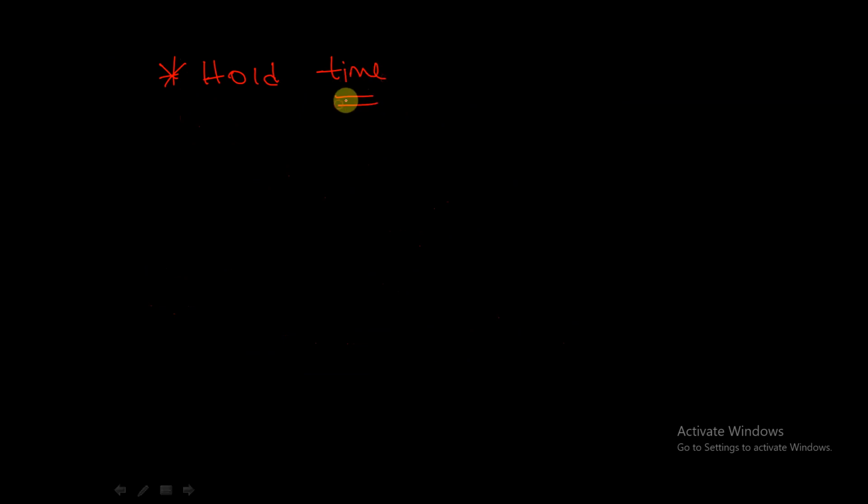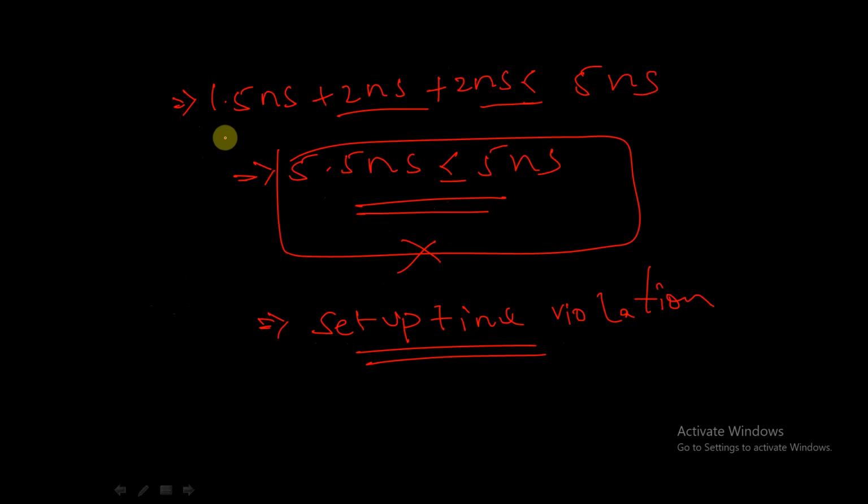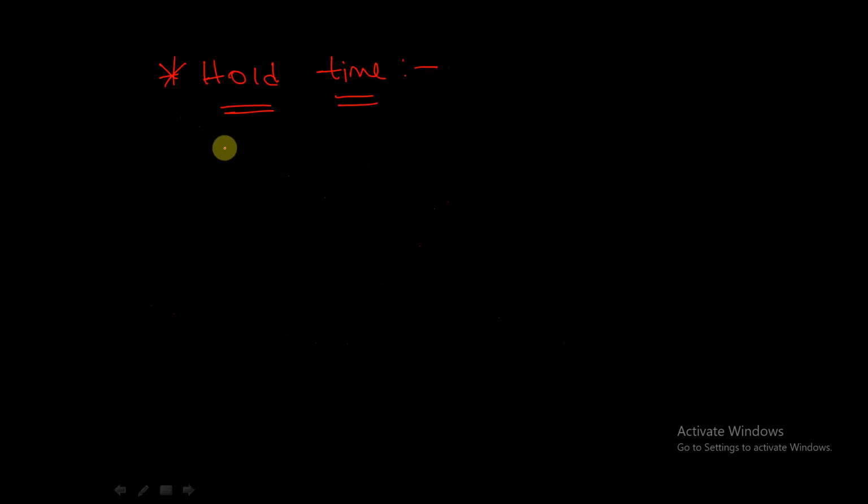Let's derive the equation for hold time. Now, what is the arrival time? Arrival time is the same. The data is coming at the same time, since we are not changing any delay for the whole time. What is the arrival time? It is nothing but t clock to q plus t combinational. This is the arrival time, right?